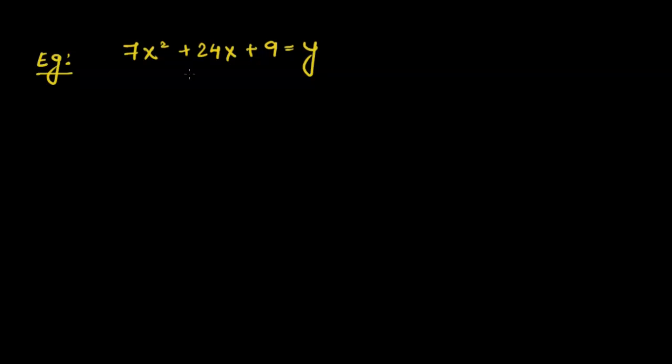Let's say we're given this equation y equals 7x squared plus 24x plus 9. We know this is given to us in standard form and we have to change it to factored form. The factored form general equation is y equals a(x minus r)(x minus s), or the two bracket form. The process that we will be discussing here to convert standard form to factored form is the use of the quadratic formula.